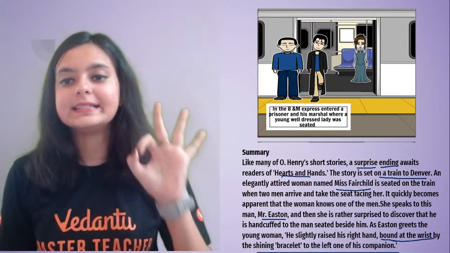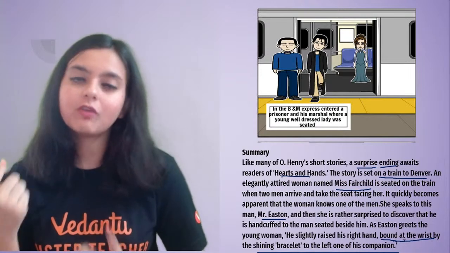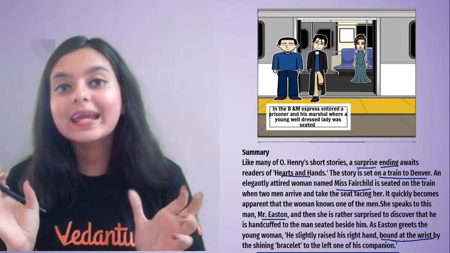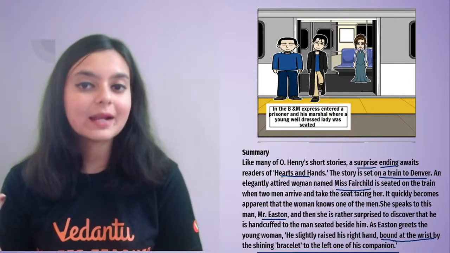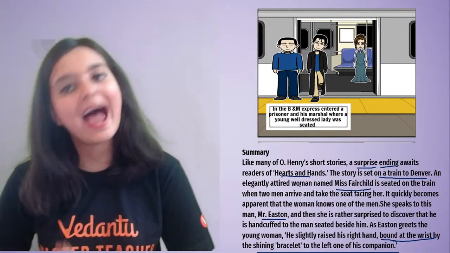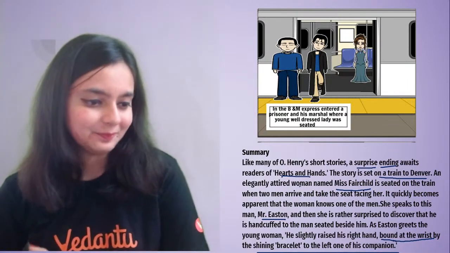Please note this detail. His right hand was bound by what? Bound by a shining bracelet to the left one of his companion. That means, and what was that bracelet? Of course, that was handcuff. And this quite surprised Miss Fairchild.